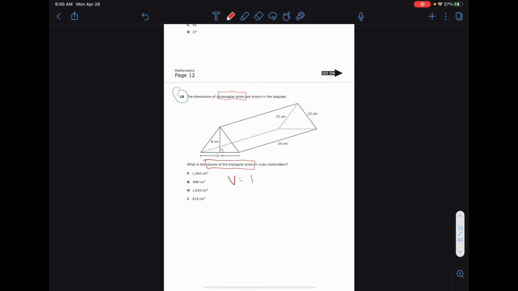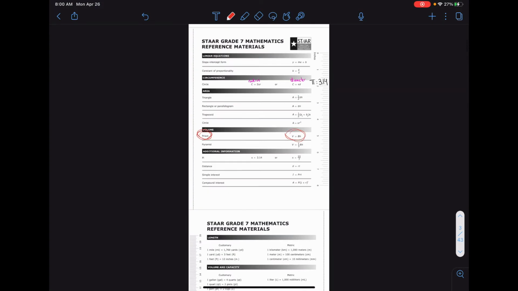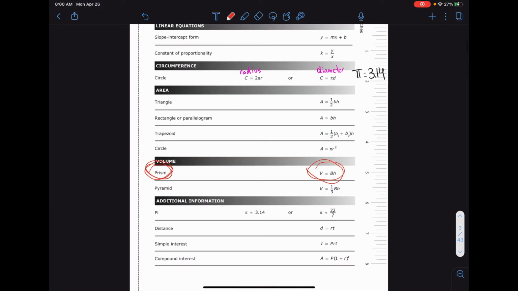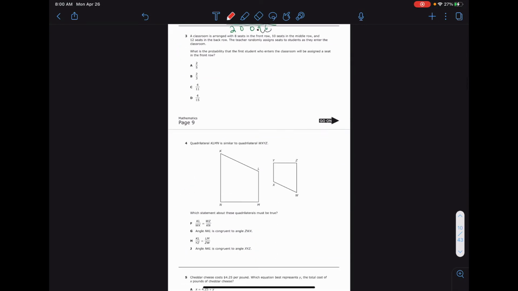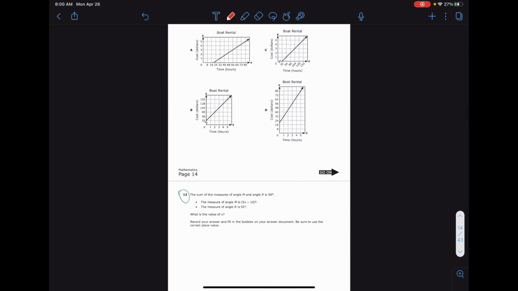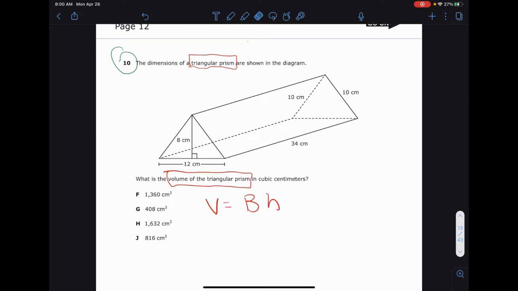V equals big B H. And I want you to put here, big B equals area of the base. Area of the base. That is big B. So I want you to write it here. Big B equals area of the base.